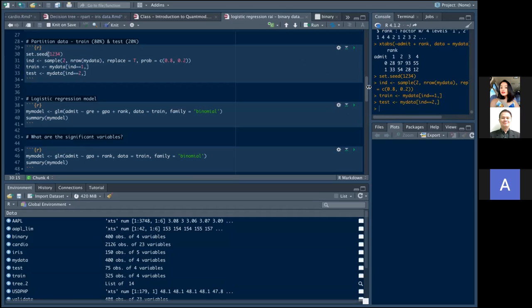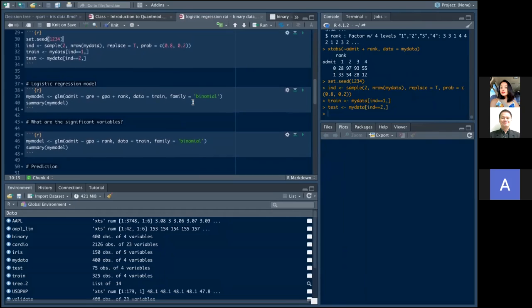Love, can you go down, please? Sorry, in the environment window.